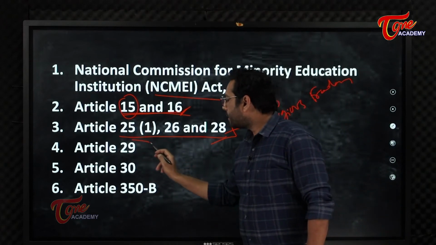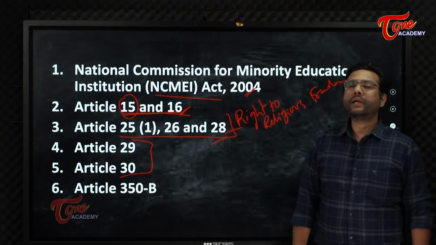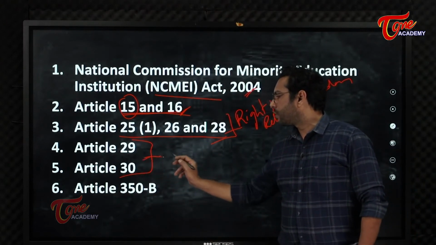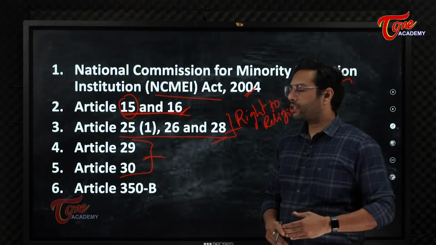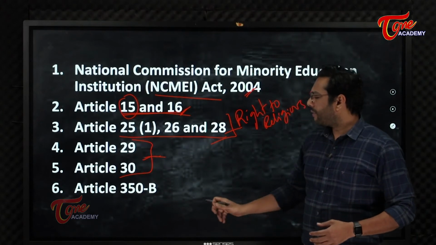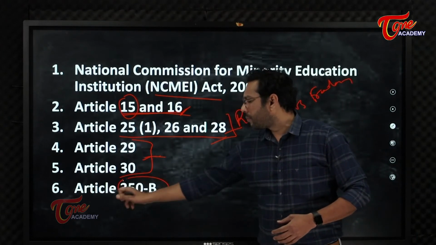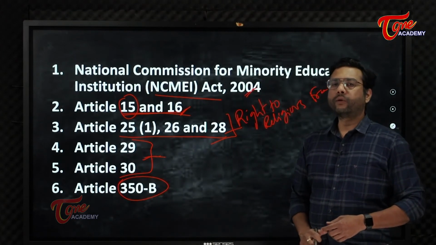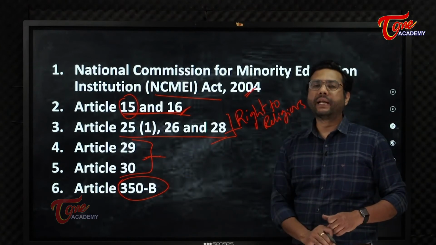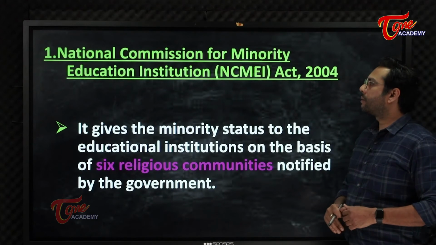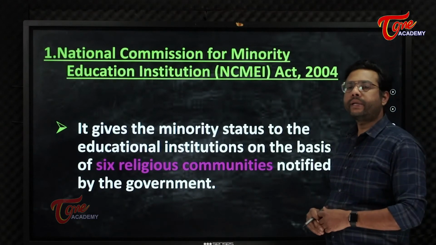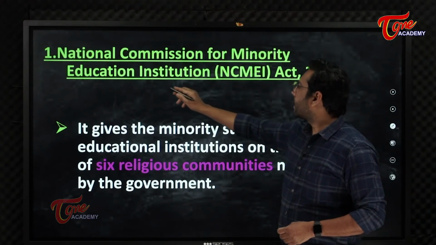Articles 29 and 30 give cultural and educational freedom; they protect the cultural and educational rights of the minorities. We have Article 350B, which talks about linguistic minorities. There is a special officer for linguistic minorities. So this is the National Commission for Minority Educational Institutions.